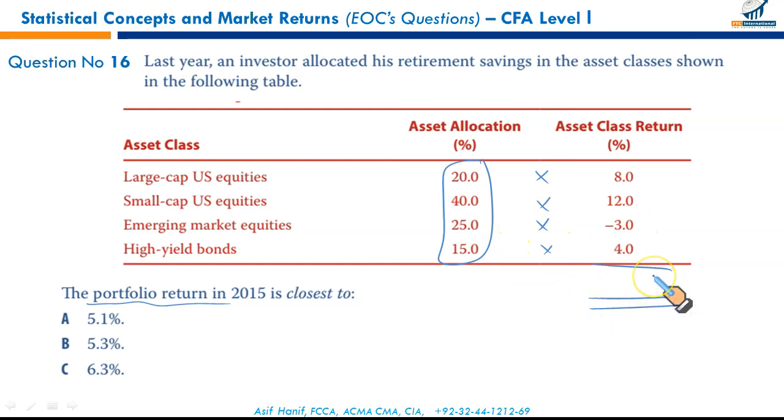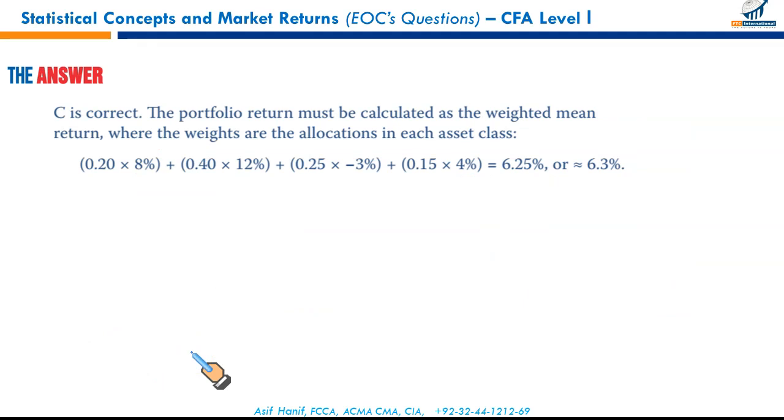And you just have to calculate the weighted average return of 0.2 times 8 plus 0.4 times 12 minus 0.25 times 3 plus 0.15 times 4, which gives you an average return of 6.25, and that is closest to option C, 6.3. And C, straightforward question, no twist whatsoever.